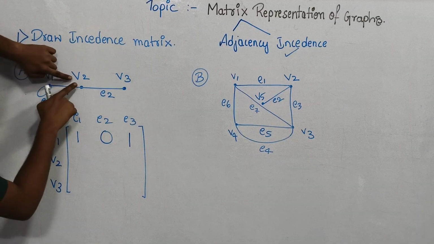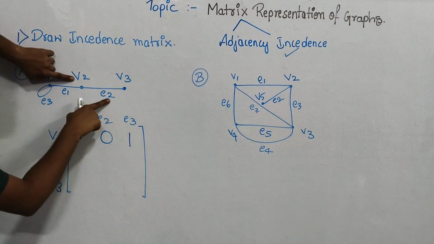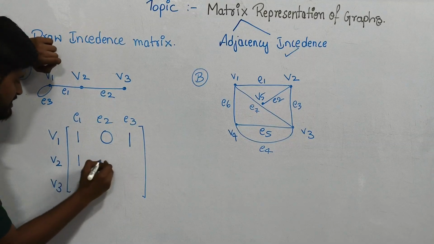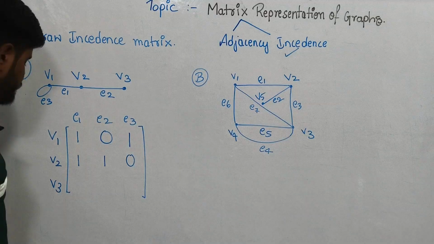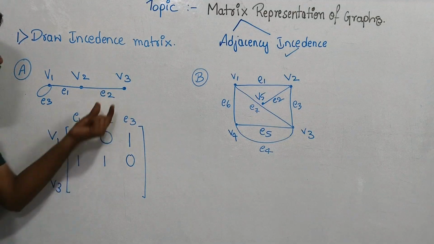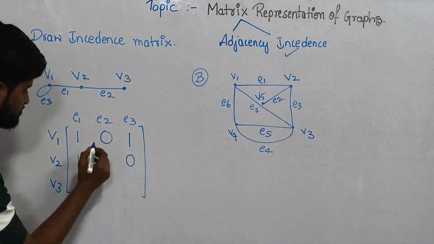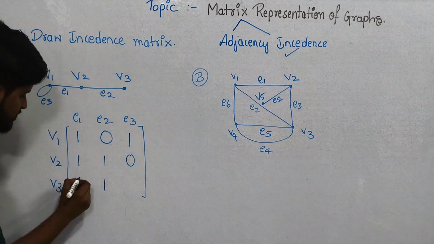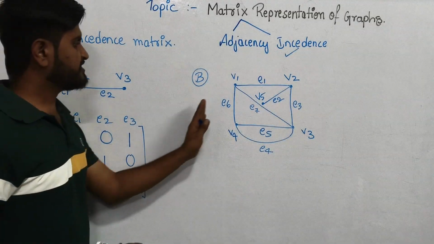Next, if you see V2, V2 has direct connection with edge E1 and edge E2. So E1 and E2 will get 1 and the other will get 0. Now if you see V3, V3 has direct connection with E2 only. So we will give 1 for E2 and the others will be 0. Simple problem.